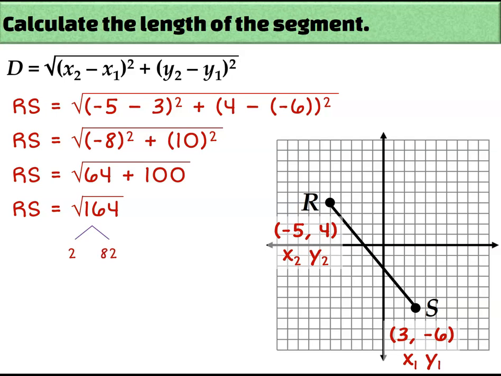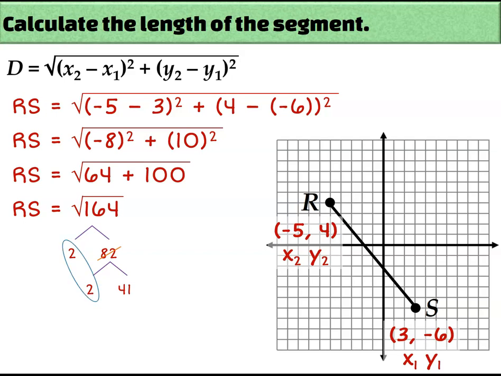164 divided by 2 is 82. 82 breaks into 2 and 41. I'll cross off the 82 because I broke it down. And 41 is actually a prime number. I know that's a pretty big number, but it is prime, so I've reached the ends of my branches.